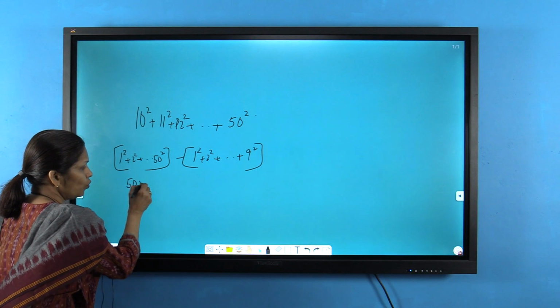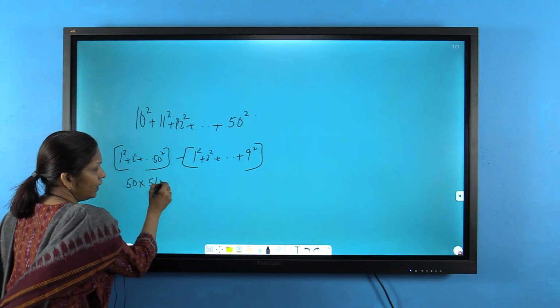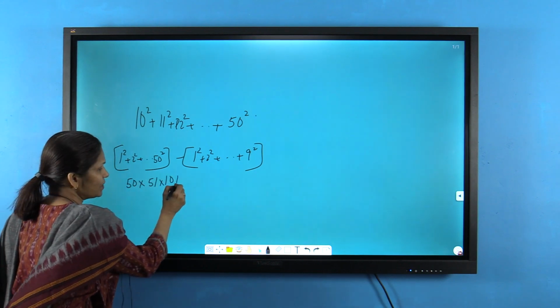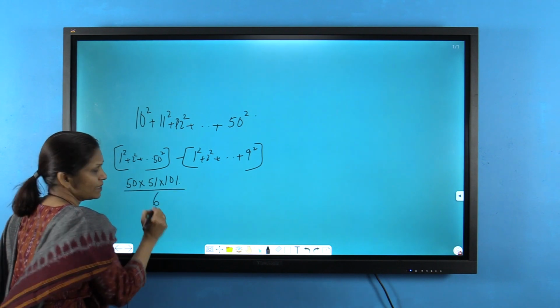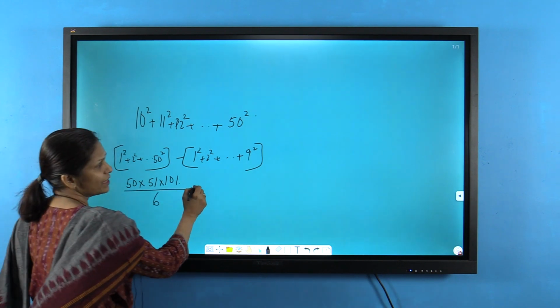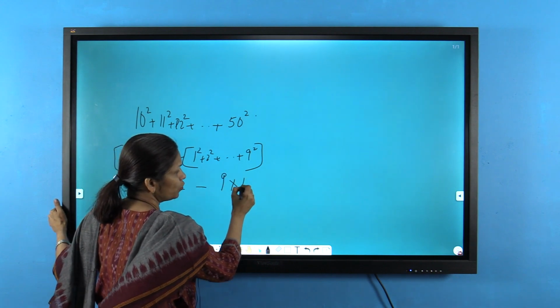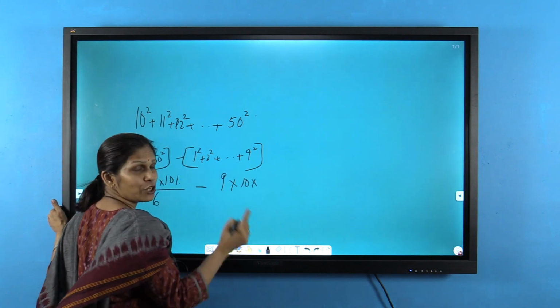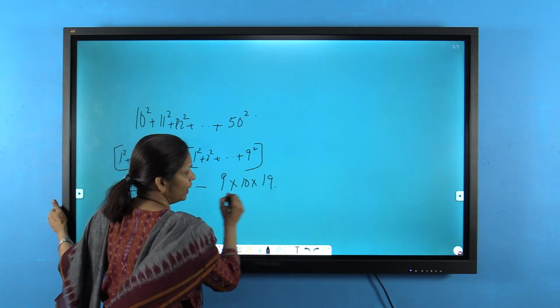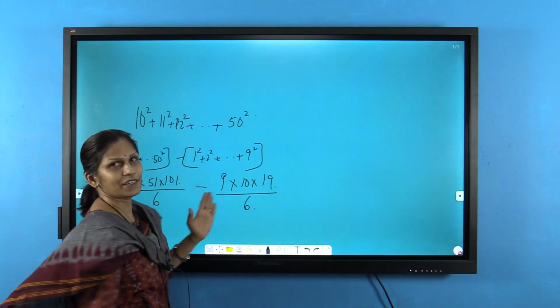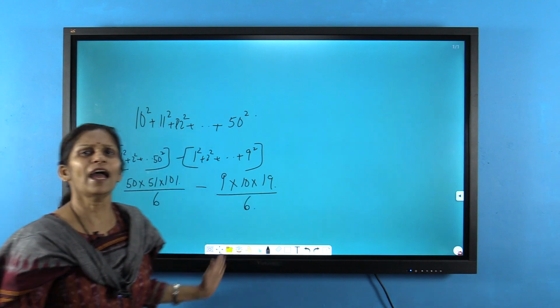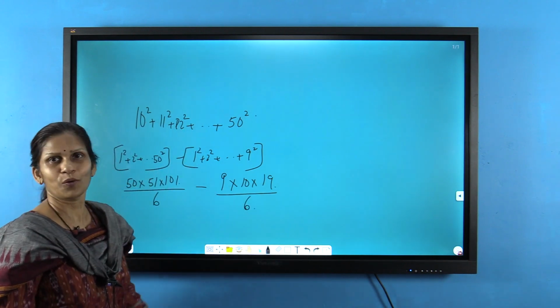N into n plus 1 into 2n plus 1 divided by 6, with n equal to 50. Minus, what about the second bracket? 9 into 9 plus 1 into 2 into 9 plus 1 divided by 6. That is your second bracket. Evaluate this. This is your required sum.